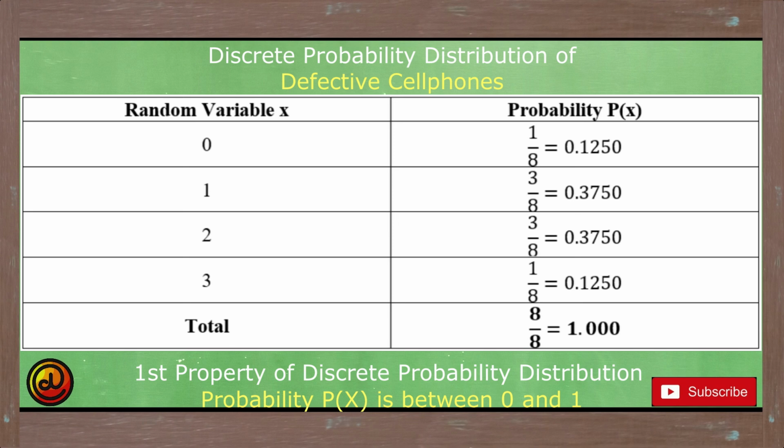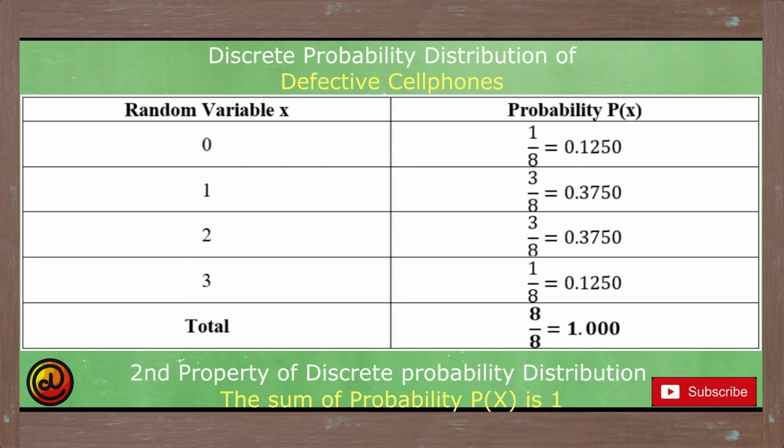Applying the properties of discrete probability distribution, we have 2. The first one is applying the first property of probability distribution, which is that the probability of each value of the random variable must be between or equal to 0 and 1. As you notice, the probability 1 over 8, which is 0.1250, and the probability 3 over 8, which is 0.3750, are all between 0 and 1.